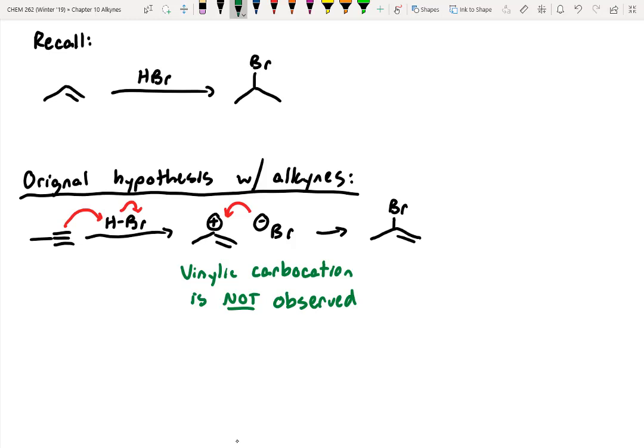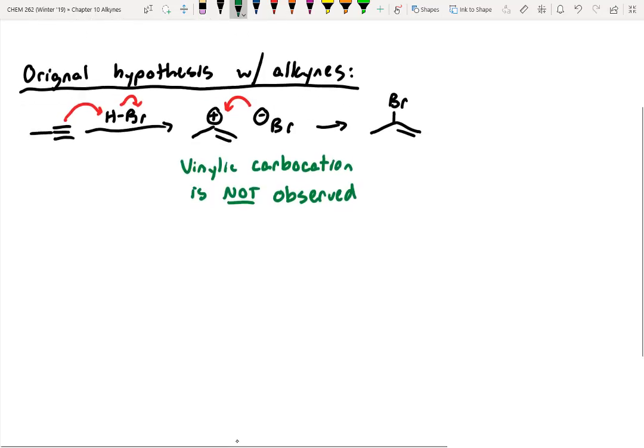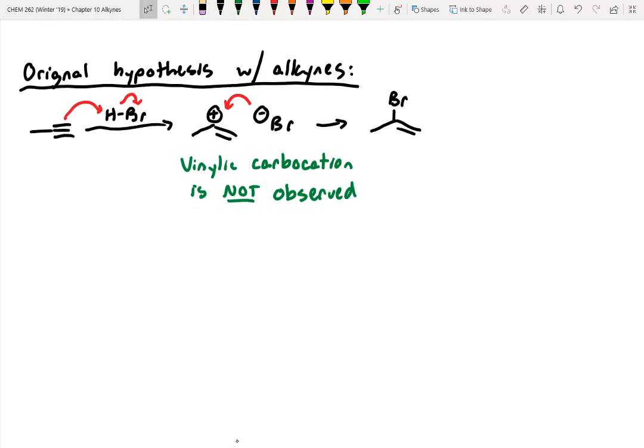So they were kind of stumped. They knew that they were making the final product as shown, but they couldn't find any evidence that it went through this intermediate in any way, shape, or form. So what they decided to do after that was to do a bunch of rate experiments.